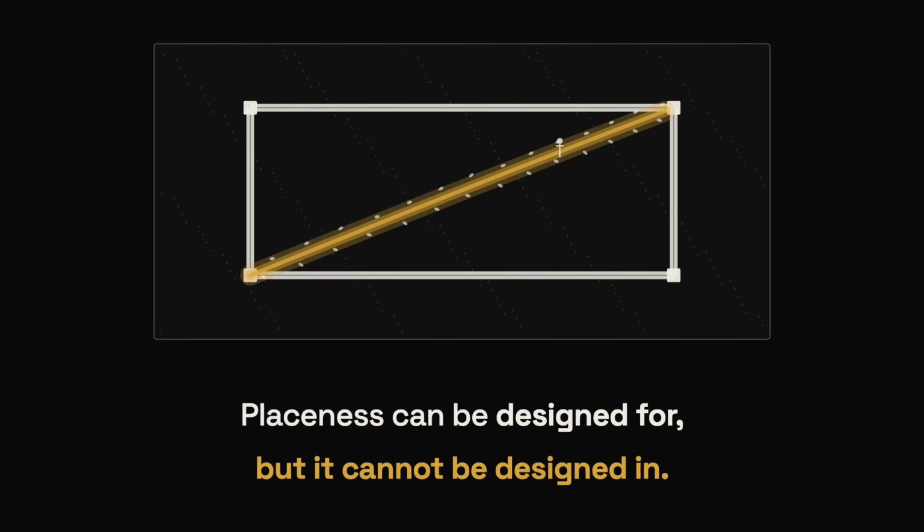Their most consequential observation for the argument here is this: placeness can be designed for, but it cannot be designed in. A designer can build the conditions under which placeness emerges by arranging the environment and supporting continuity over time, but cannot manufacture placeness directly. It develops through return, ritual, and use.